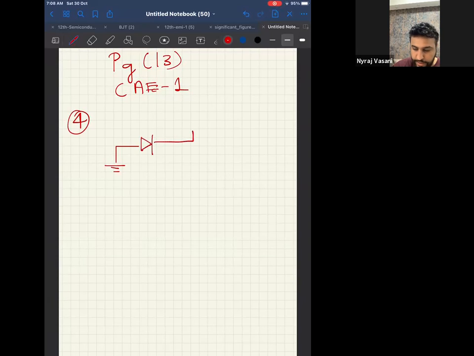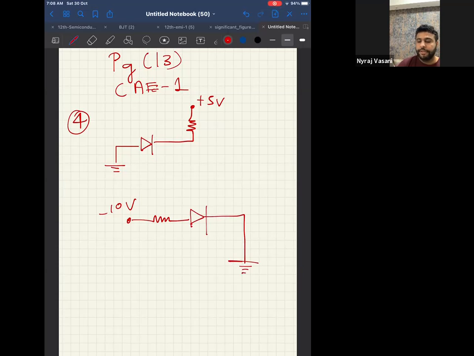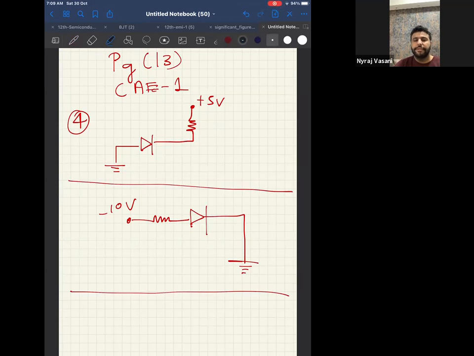So they have given one diagram. This is the first diagram, and the next diagram is the second diagram. Now you have to tell whether the first diagram is forward or reverse and the second is forward or reverse. Make a note of the question and then start and tell me the answer.